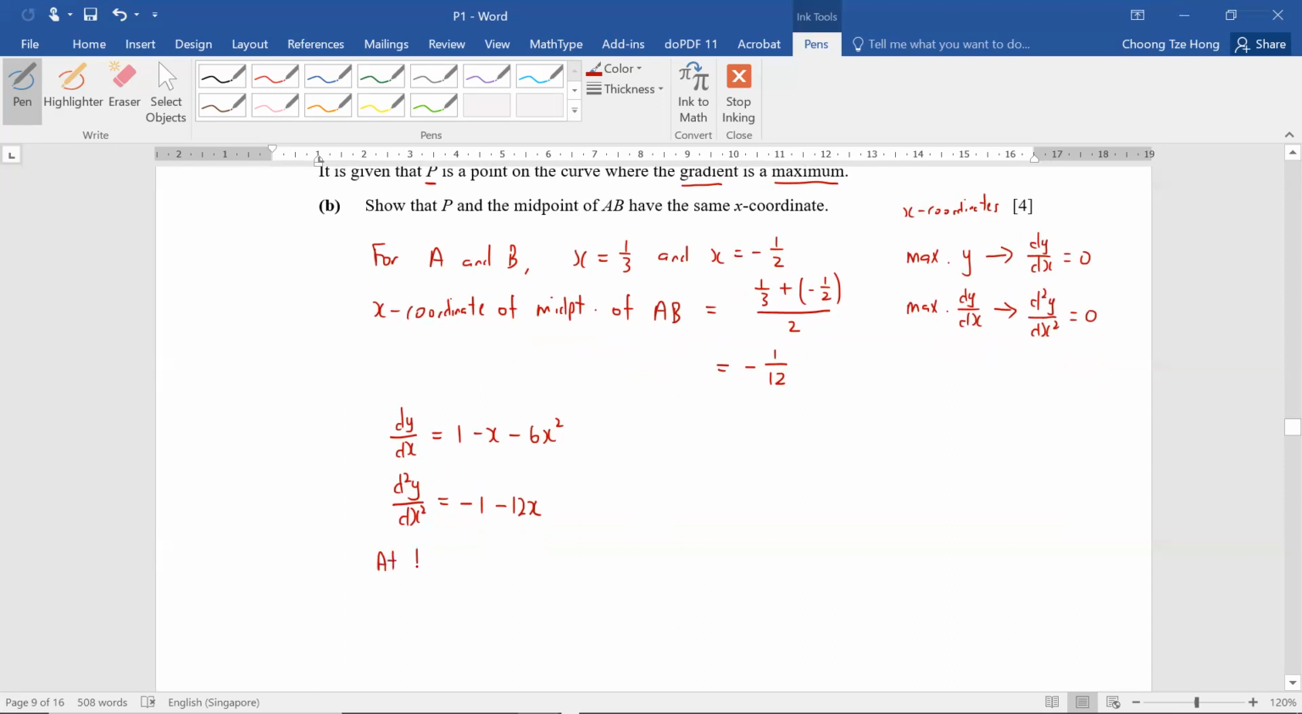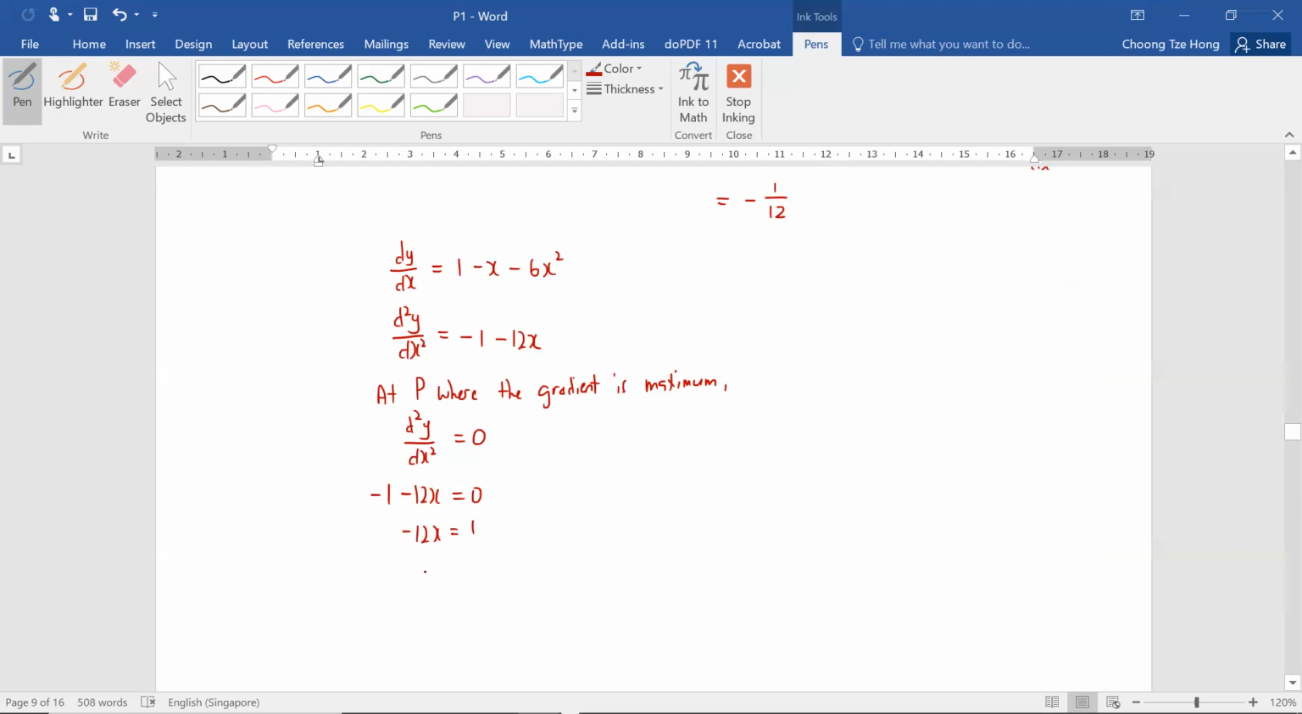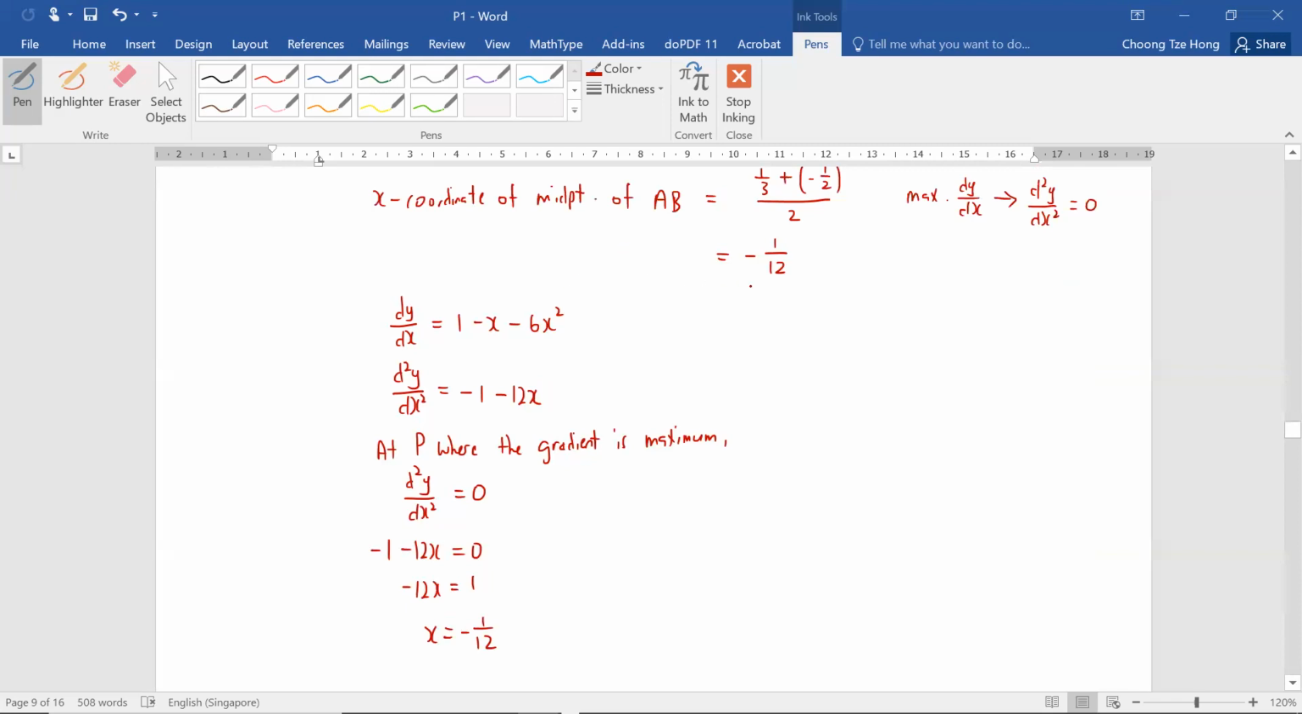So at P, where the gradient is maximum, d2y/dx squared will be equal to 0. In other words, negative 1 minus 12x will be 0. So negative 12x will be equal to 1. And indeed, x is equal to negative 1/12, which is the same as the x coordinate of the midpoint of AB.